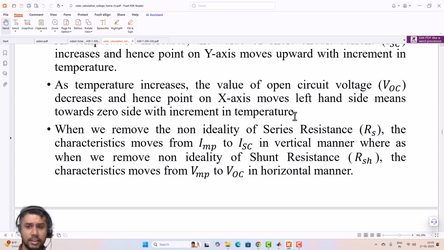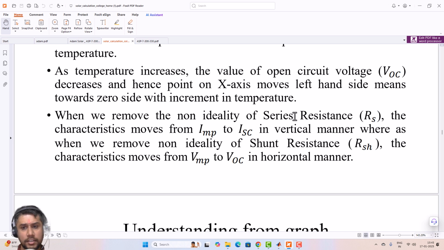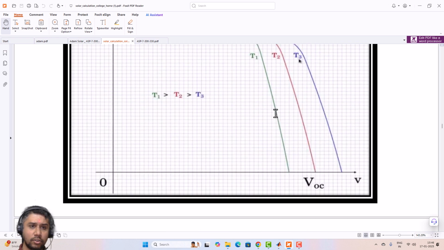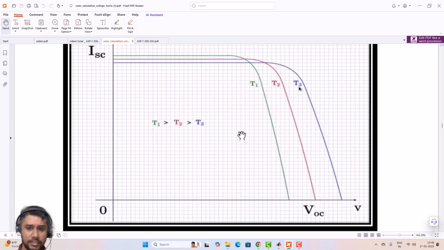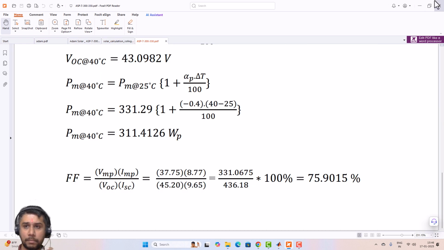From this we can find out the value of series resistance. Shunt resistance can be calculated for this to move the characteristics from IMP to ISC and from VMP to VOC. IMP to ISC is on the y-axis, whereas VMP to VOC is on the x-axis. So this is how you can use this graph for study or analysis purposes.